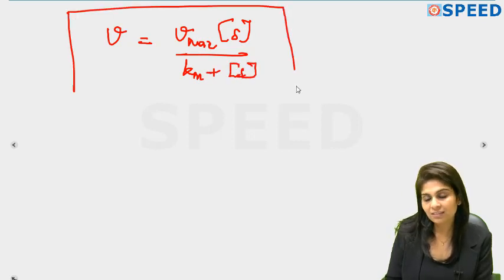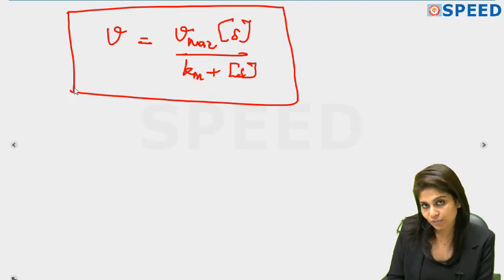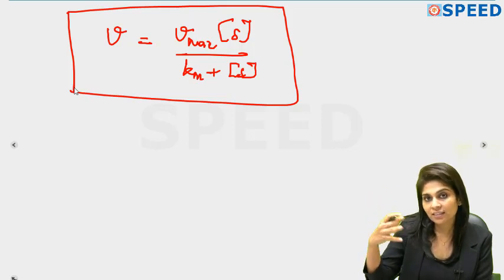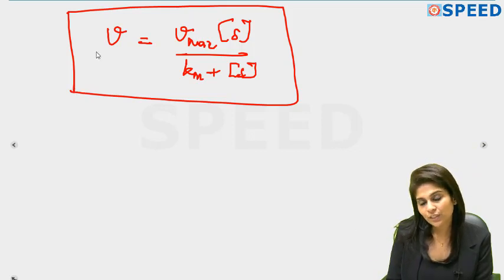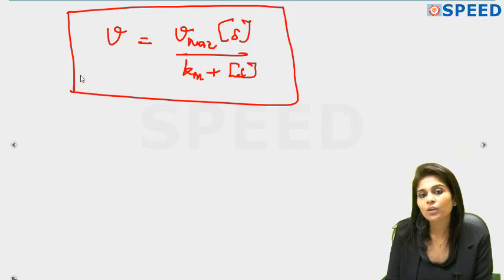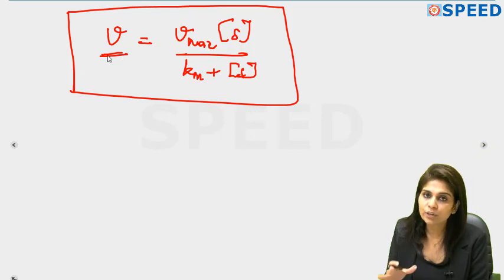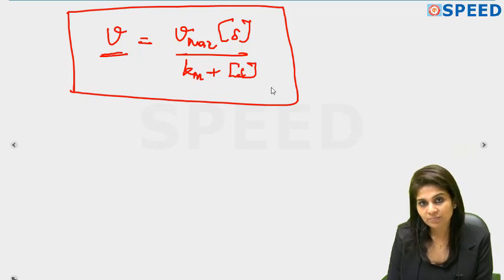Velocity V, that is the rate of enzyme catalyzed chemical reaction at any point of time, is equal to Vmax, that is the maximum velocity that is achievable, into substrate concentration by Km plus S. So what is the purpose of this equation? This equation is used to find out the velocity of an enzyme catalyzed chemical reaction at any point of time. Okay. Now, do you think this equation can be directly used?